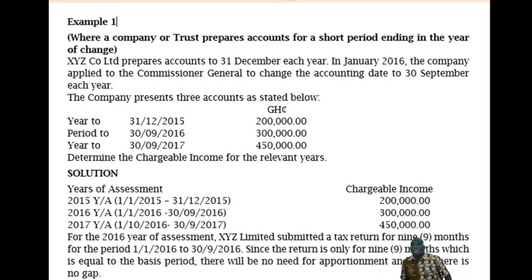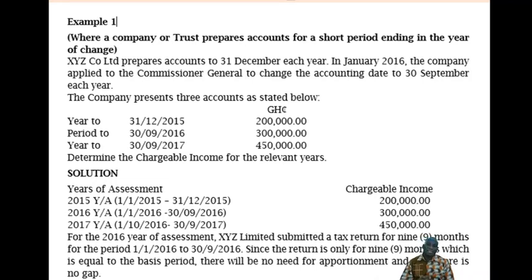This is what the 3 relevant years we are talking about. We are using this example to explain that for you. It's very simple. Where a company or trust prepares accounts for a short period ending in the year of change: XYZ company prepares accounts to 31st December each year. Formerly, they were preparing accounts to 31st December. But in January 2016, the company applied to the Commissioner General to change the accounting date to September.